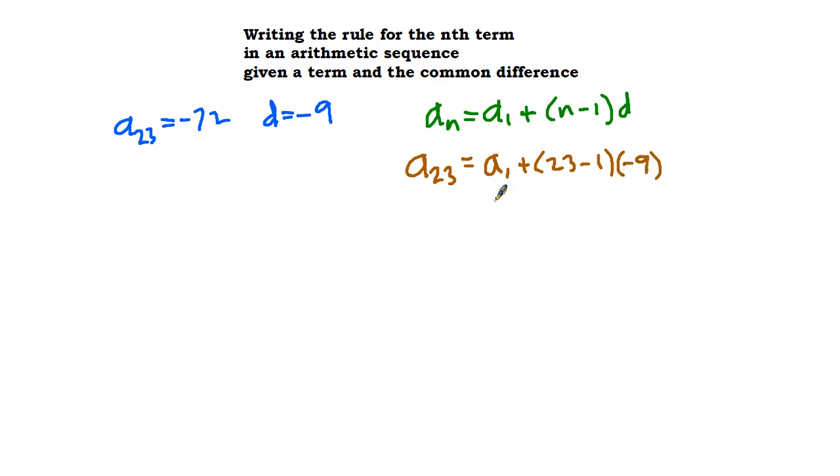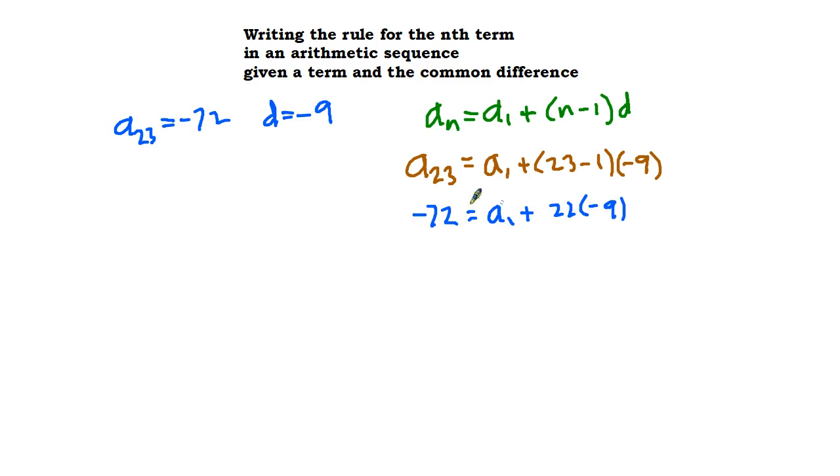Now, something that's interesting here is a sub 23. We know it's negative 72. So I wanted to write it in so you could see where the 23 came from here. It comes from the fact that we're looking at an a sub n of a sub 23. So now we'll replace the a sub 23 with negative 72. So let's do that. It'll be negative 72 equals a sub 1 plus 22 times negative 9.